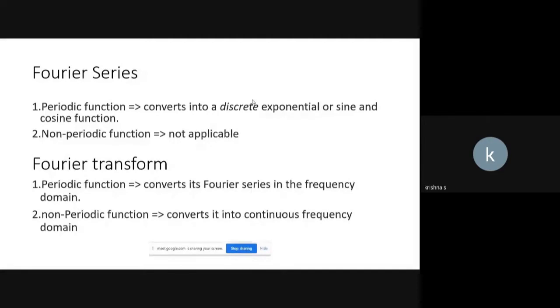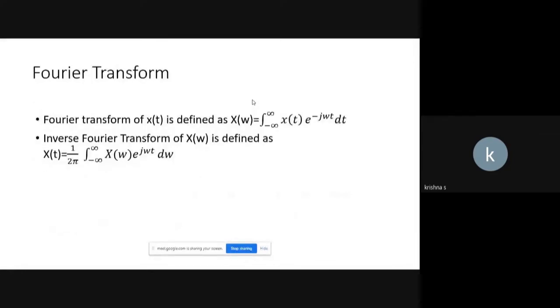So this is the difference between the Fourier series and the Fourier transform. For the definition, if you take the time domain representation of the signal x of t, it can be defined as the integral from minus infinity to infinity of x of t e to the power of minus j omega t. In a similar way, as Sir told, the inverse is also possible. Only then can we call it a transform. So x of t can be transformed to x of omega, and x of omega can be transformed back to x of t using the inverse Fourier transform. So these are the two definitions we have here.